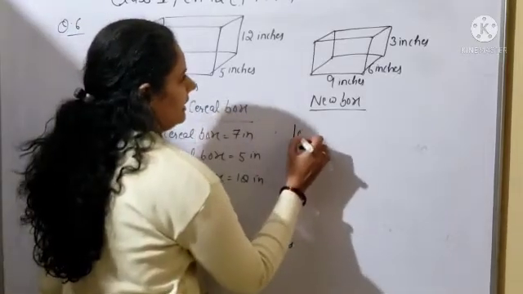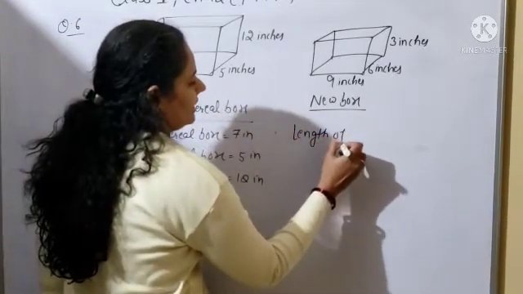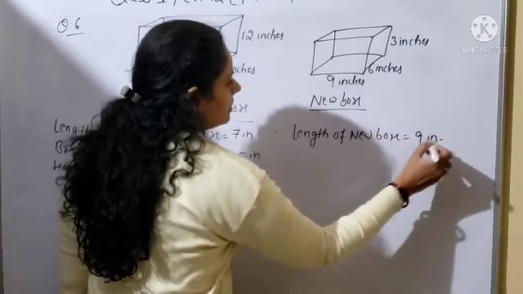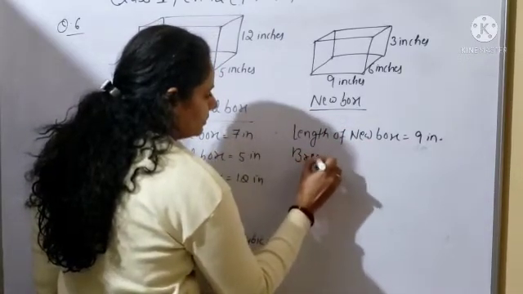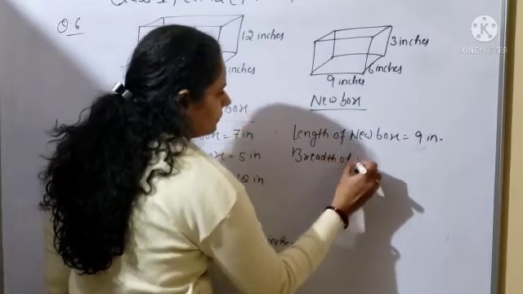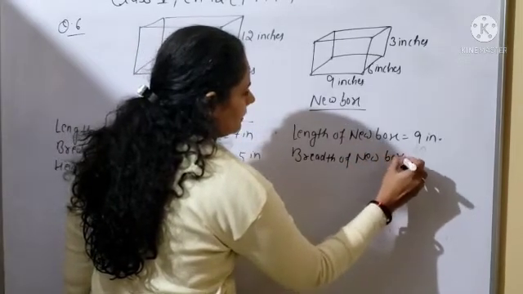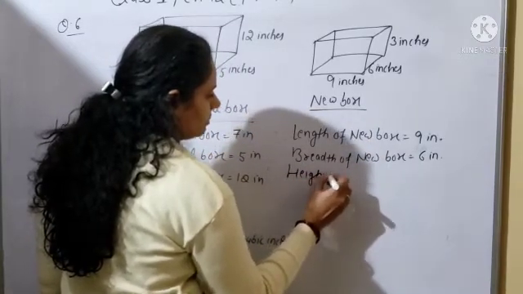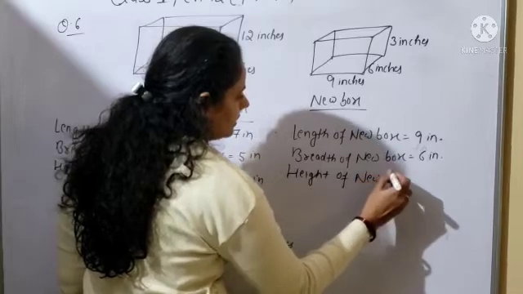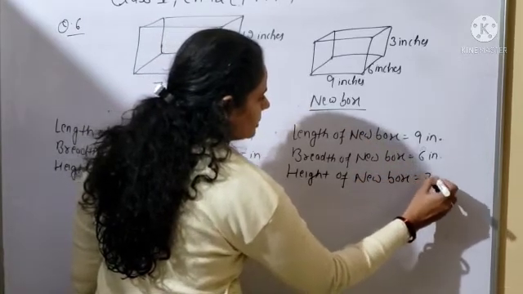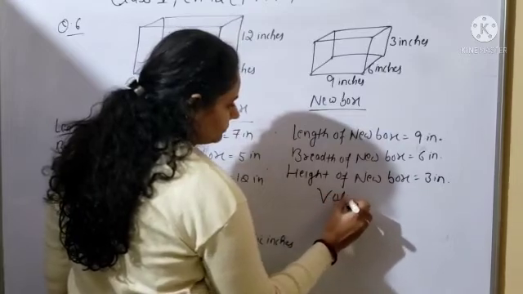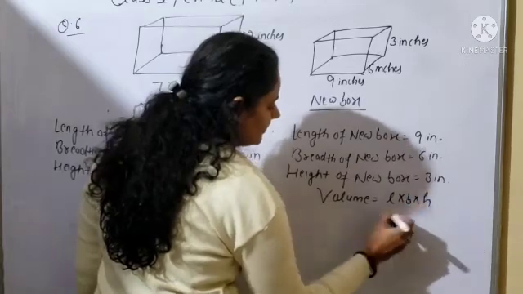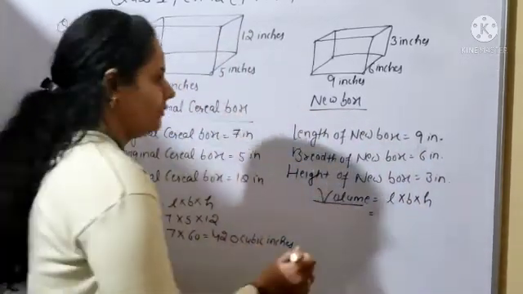Now you can see, length of new cereal box is equal to 9 inches. Next, breadth of new box is equal to 6 inches and height of new box is equal to 3 inches. So what will be the volume? So volume will be length into breadth into height, same, and this volume will be for the new box.